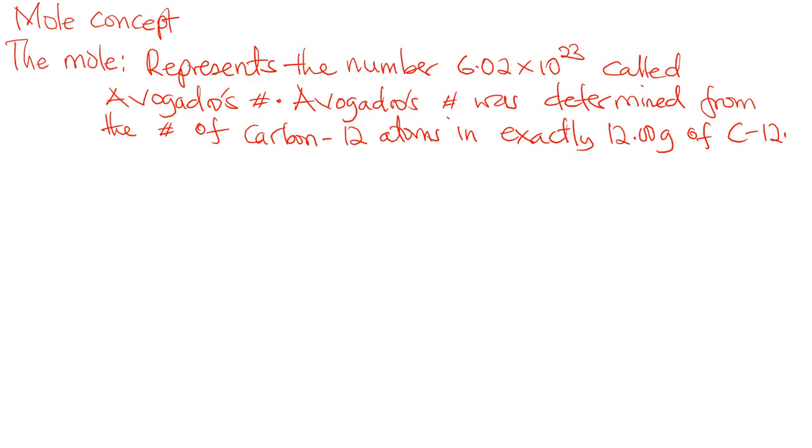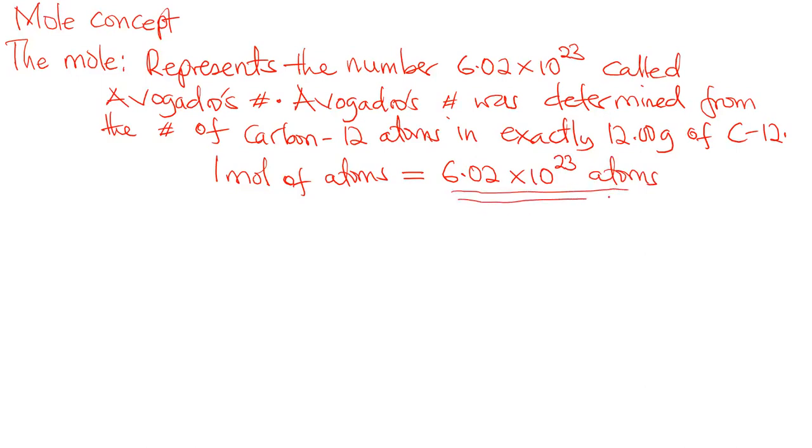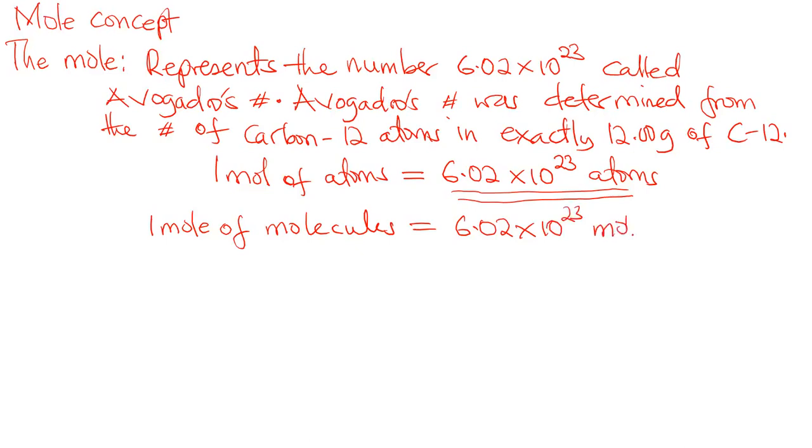So what does Avogadro's number mean? It tells us that one mole of atoms is equal to 6.02 times 10 to the power 23 atoms. So if you have this number of atoms, you have one mole of atoms. The same thing, one mole of molecules is just the same as 6.02 times 10 to the power 23 molecules.